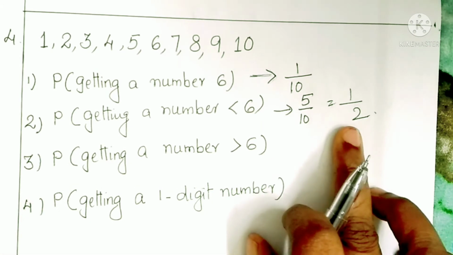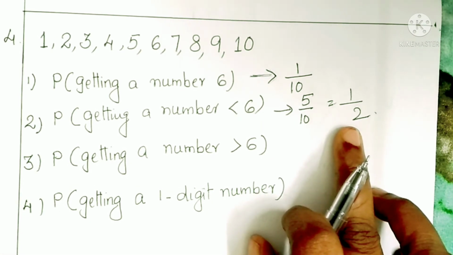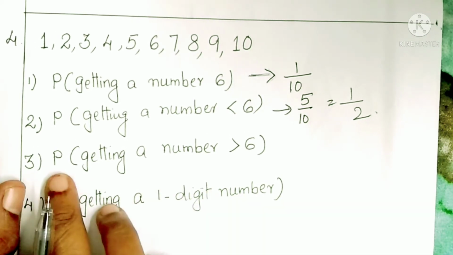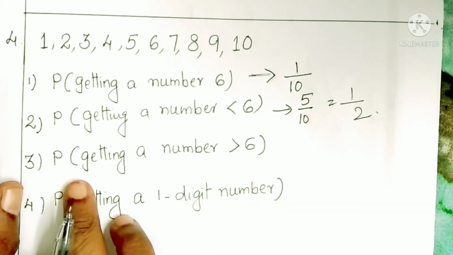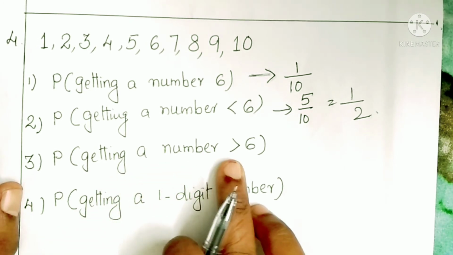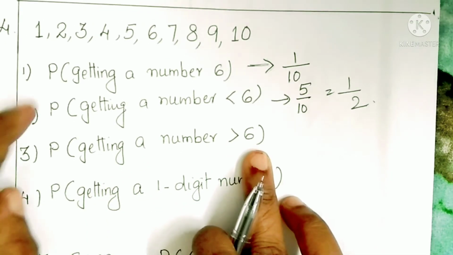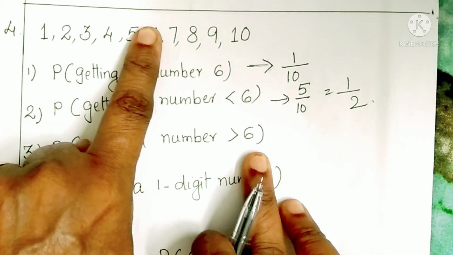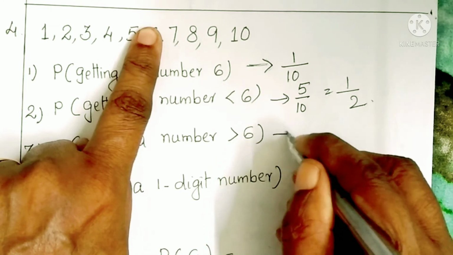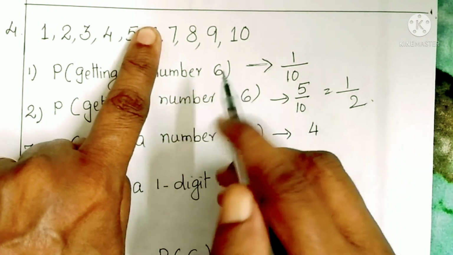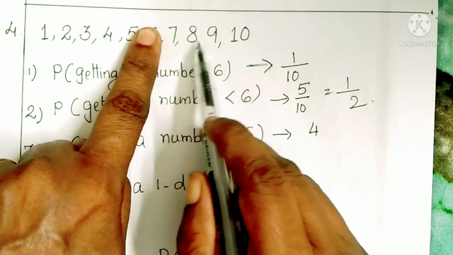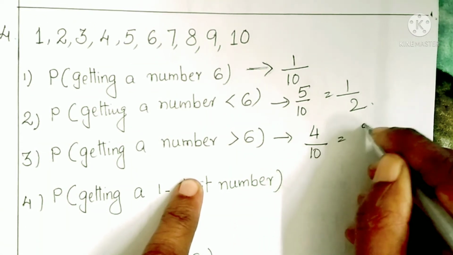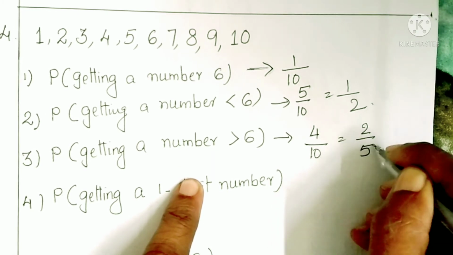Now it is compulsory, children, whenever you write the probability, you need to reduce it to the lowest term whenever it is possible. Now the next question is the probability of getting a number greater than 6. Greater than 6 means this number is not included. How many numbers are there? It is 4 numbers. Which are the 4 numbers? 7, 8, 9, 10. 4 upon 10. That is 2 upon 5.